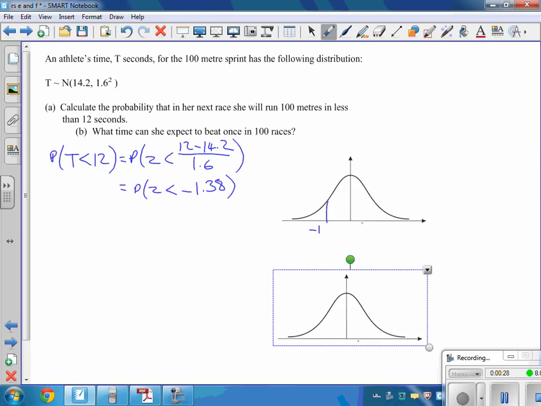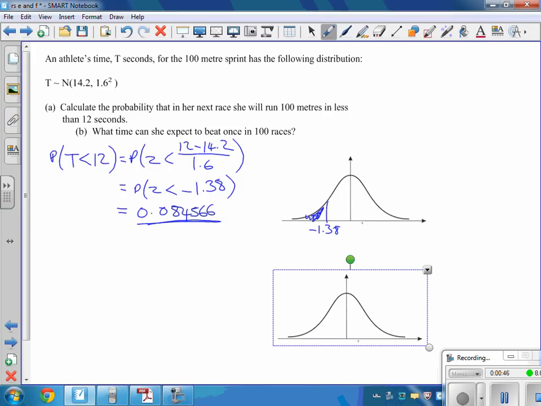It's going to be a low number, minus 1.138. Looking that up on the calculator gives us 0.084566 on the calculator. Slightly different if you use the tables. The interesting one here is part B though.